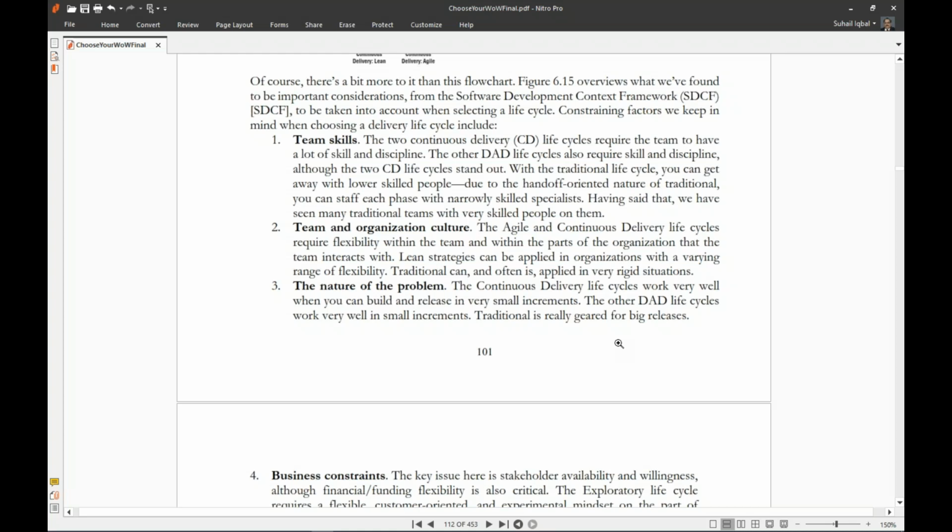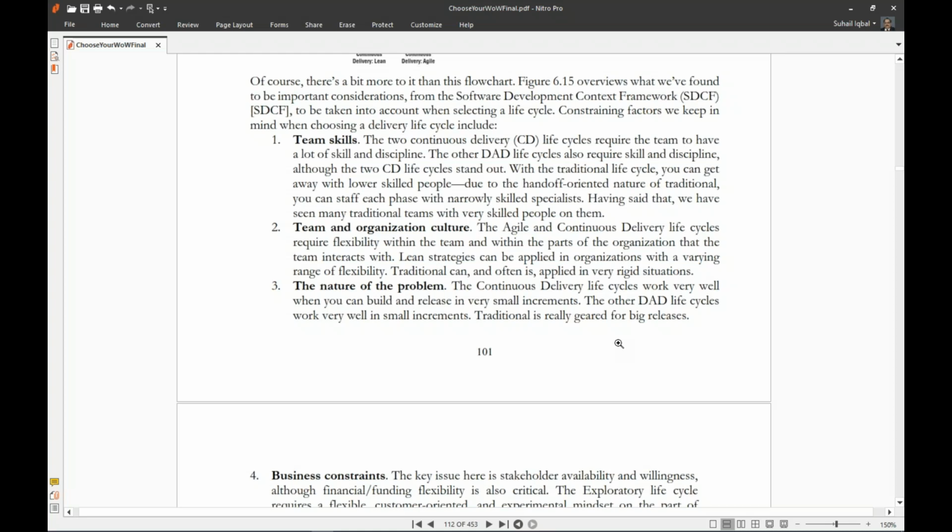With a traditional life cycle, you can get away with lower skilled people due to the hand-off oriented nature of traditional. You can staff each phase with narrowly skilled specialists. Having said that, we have seen many traditional teams with very skilled people on them. Team and organizational culture.